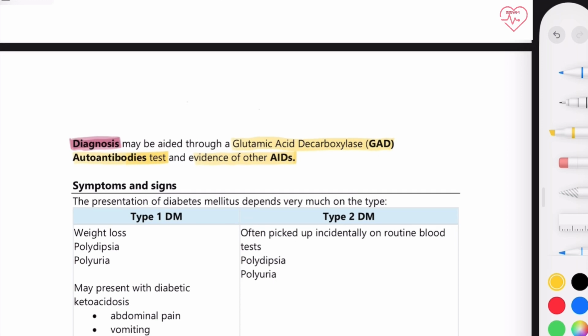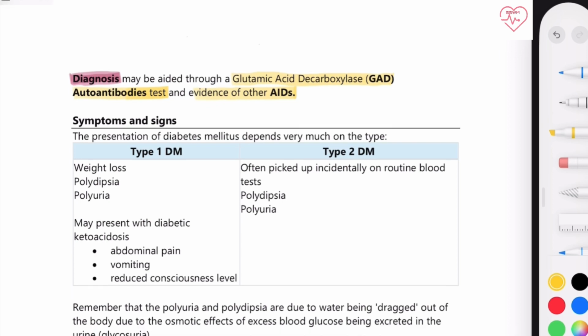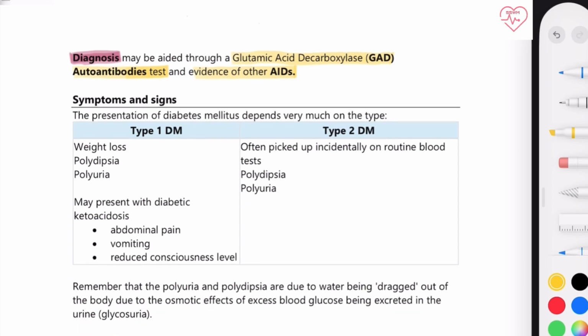Okay, now let's discuss the symptoms and signs of diabetes mellitus. The presentation of diabetes mellitus depends very much on the type. There are 2 types, which you know, guys: type 1 diabetes mellitus and type 2 diabetes mellitus. What happens in type 1 diabetes mellitus? You have to thoroughly repeat it with me so you can learn it now itself. What happens in type 1 diabetes mellitus?